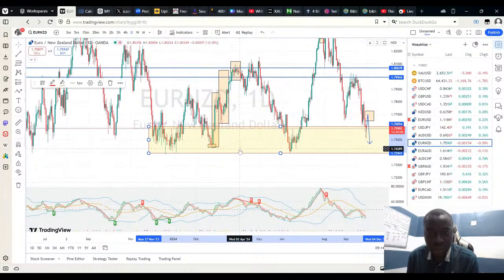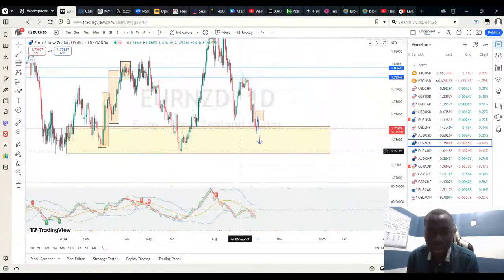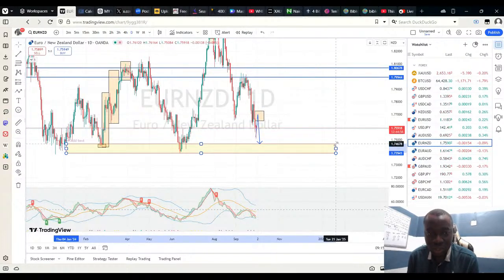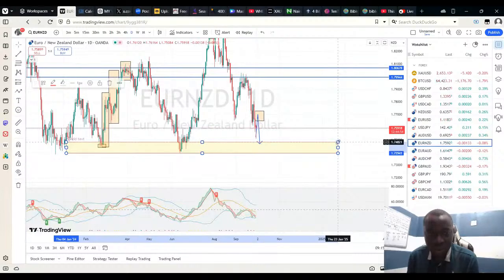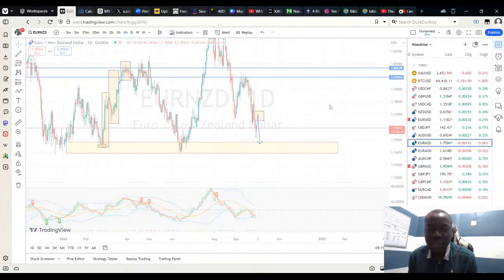It's going to be at the price of, excuse me, sorry, at the price of 1.7400, 1.7400. That would be the region whereby I'll be expecting them to give us a nice TP. So far so good on Euro NZD.